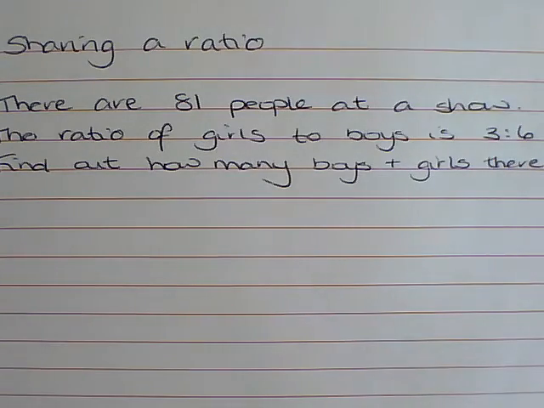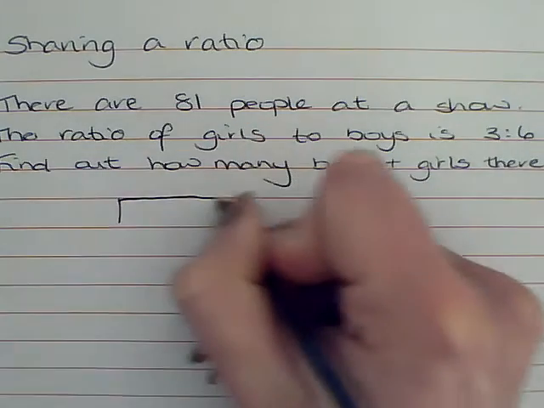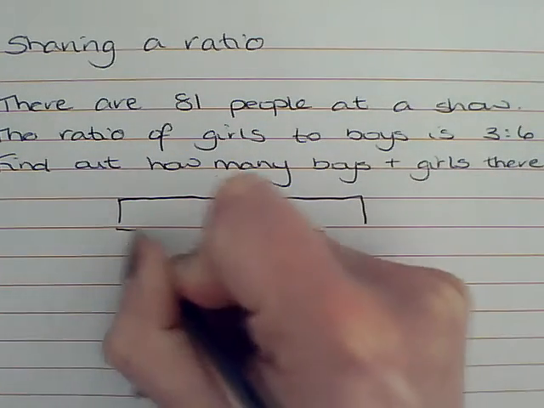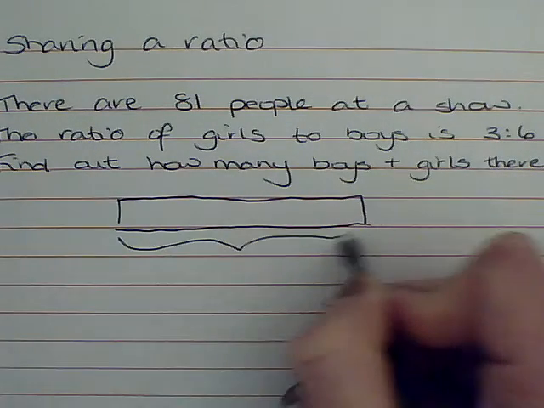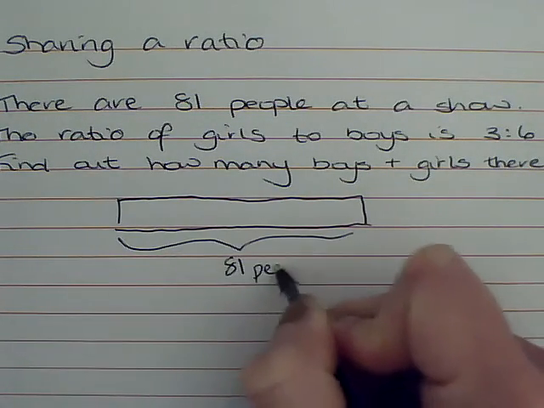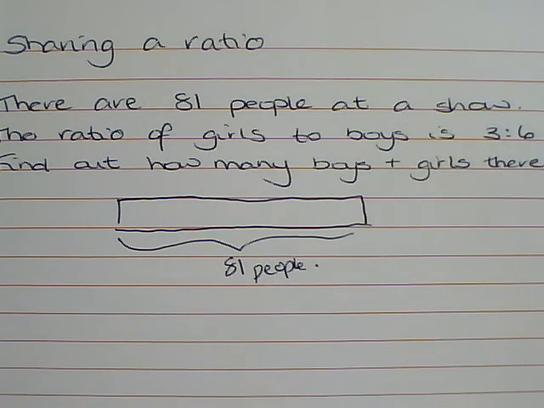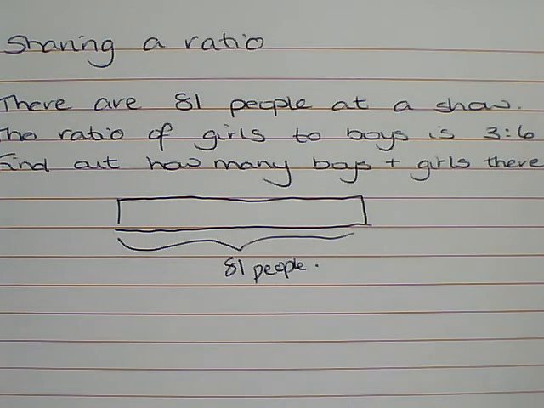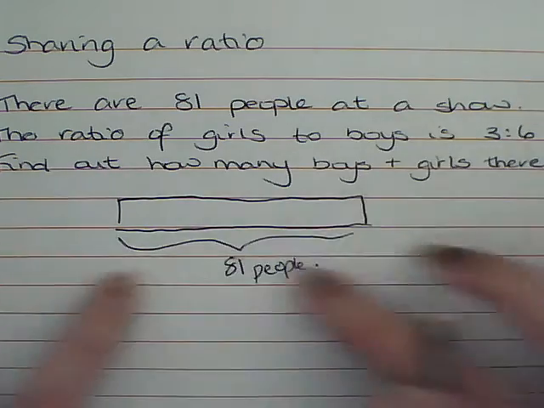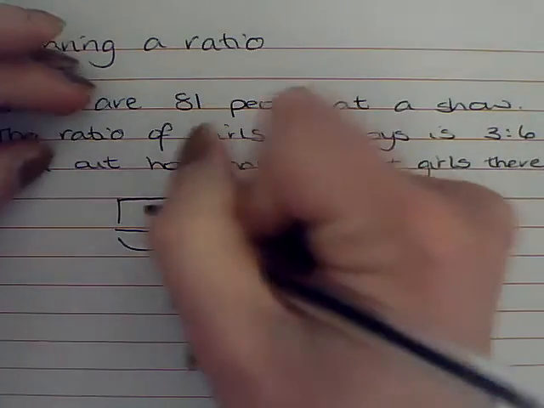Now I'm going to use a bar to represent this because I find it much easier. So here is a bar, and it's going to represent all the people. So that is all 81 people. Okay. Now I'm sharing this ratio 3 to 6. How many parts are there all together? 3 and 6, there's 9. That is 9 parts. So I am going to split this bar into 9 bits.